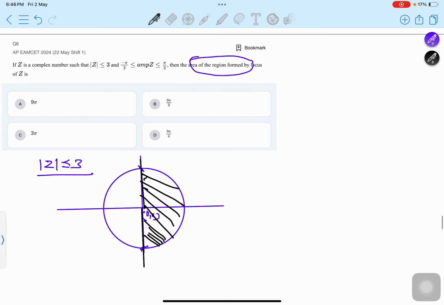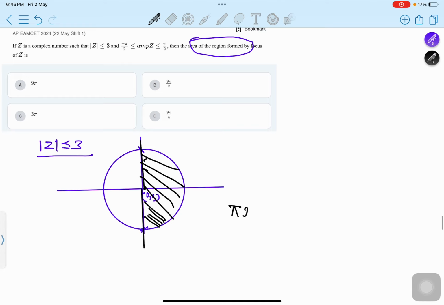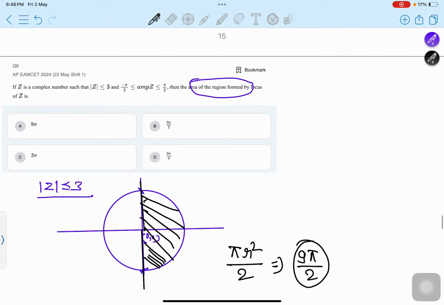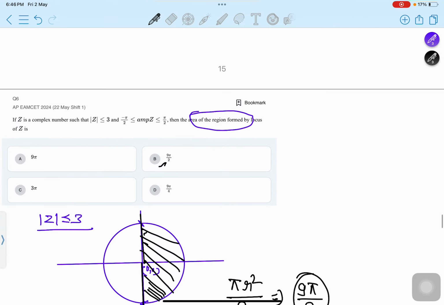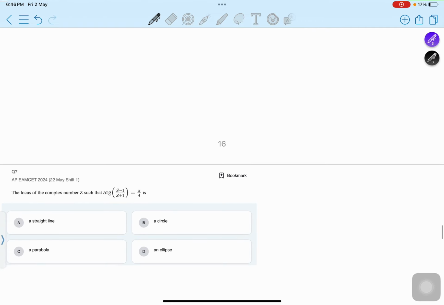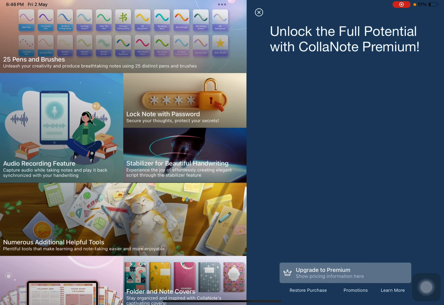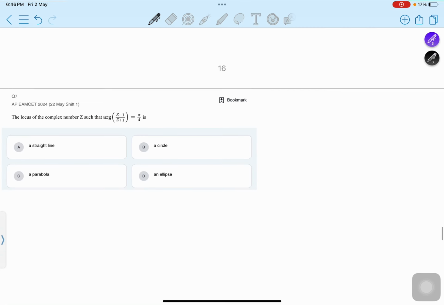So this one is a very easy question. It is half of pi r square, and r is 3, so 9 pi by 2 is the answer. The answer is matching. It's a very easy question. Sometimes they ask directly in terms of a circle equation also.